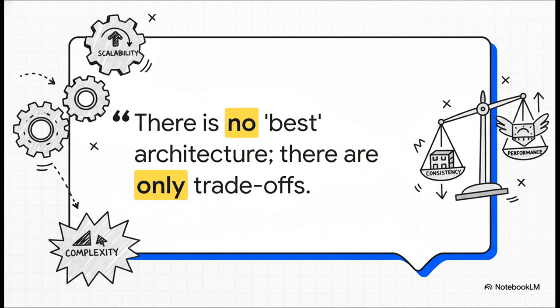There are only trade-offs. Every single choice you make, every single one, will make one thing better at the expense of something else. High scalability costs you in complexity. High consistency costs you in performance. This is the fundamental, inescapable law of software architecture.